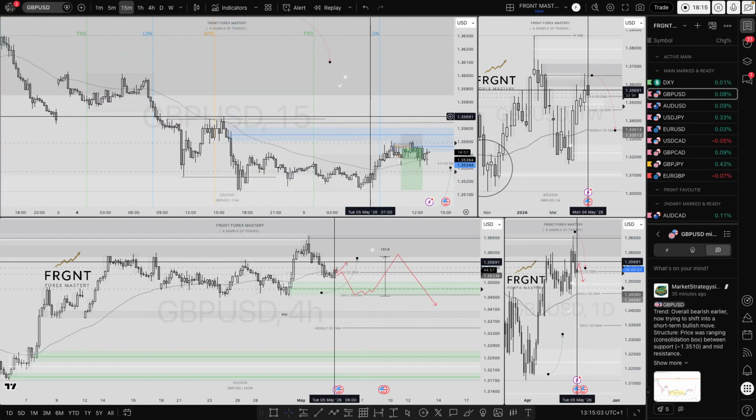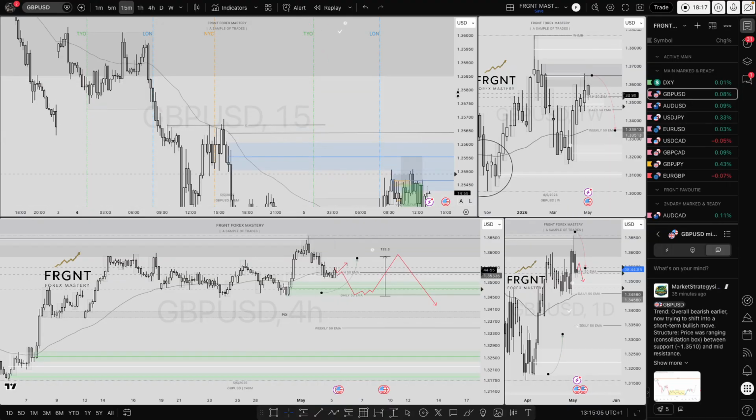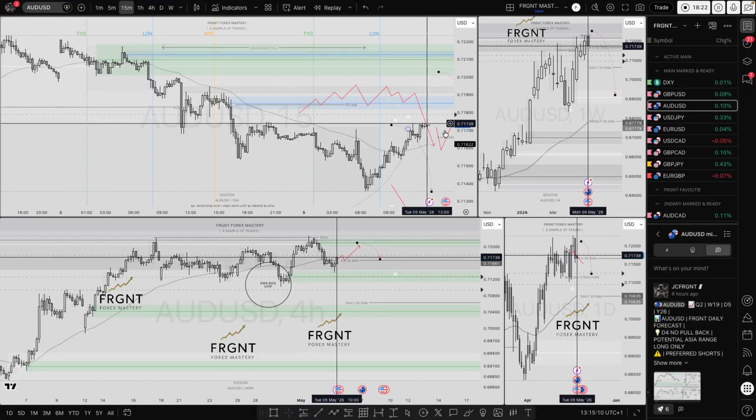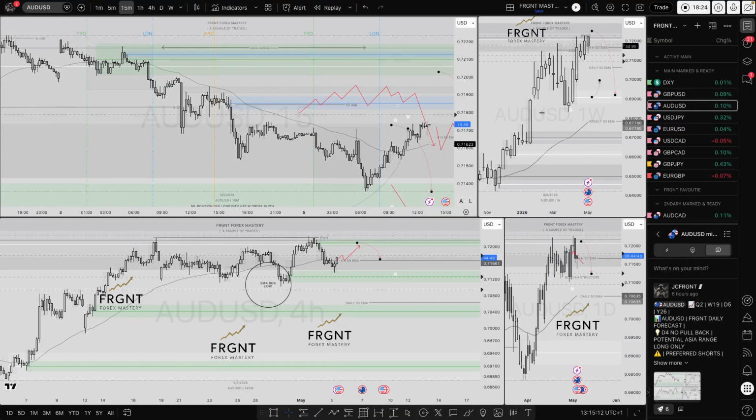Let's just double check what's going on here with GU. Still just about in that position. We'll see how that gets on. AU, how's that shaping up for the short? Just got the alert there waiting for that.